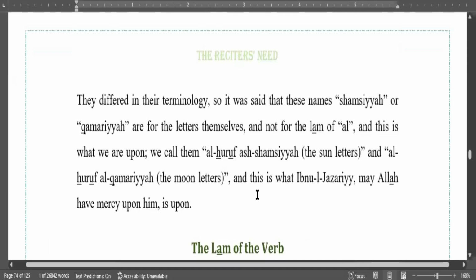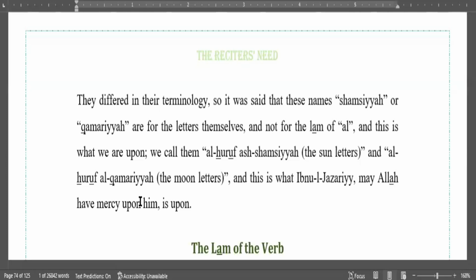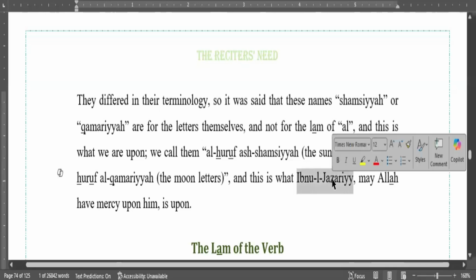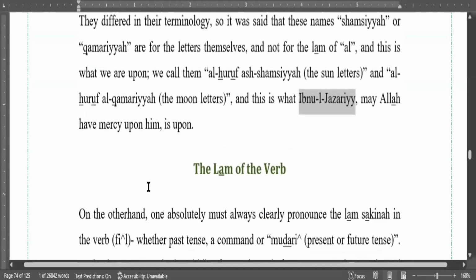They differed in their terminology, the scholars, the Qurra, or the scholars of the language. So it was said that these names, Shamsiyah or Qamariyah, are for the letters themselves and not for the lam of El. And this is what we are upon. Yani, it's what we teach. Right. We're going to teach, let's say it's not a Tajweed lesson, it's just Arabic language, then we're going to teach Al-Huruf al-Shamsiyah and Al-Huruf al-Qamariyah. Right. That's what we call them. And this is what Ibn al-Jazariyyah, may Allah have mercy upon him, is upon. Yani, this is the terminology of Ibn al-Jazariyyah. He's the Imam. Rahimahullah.